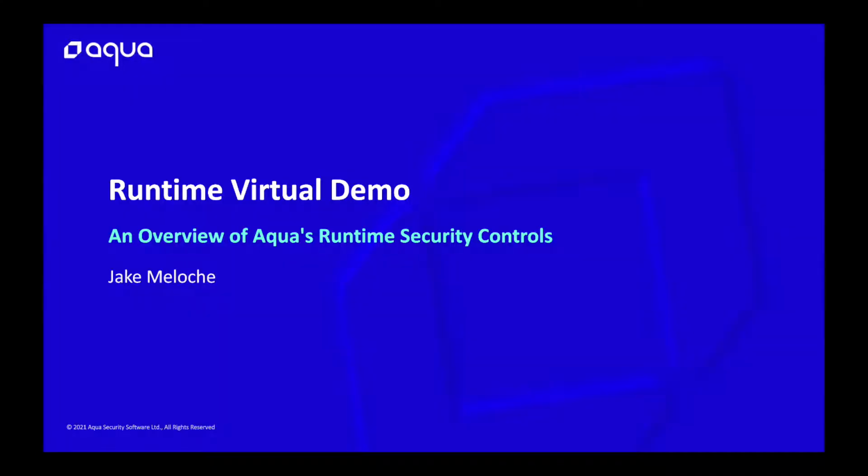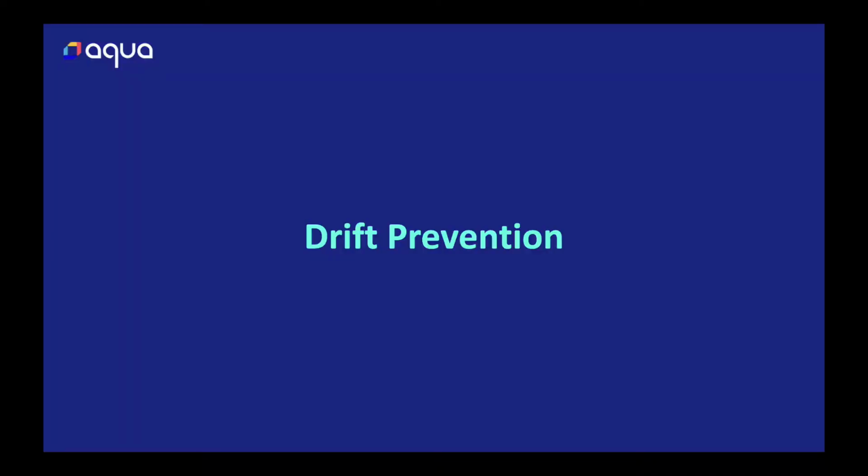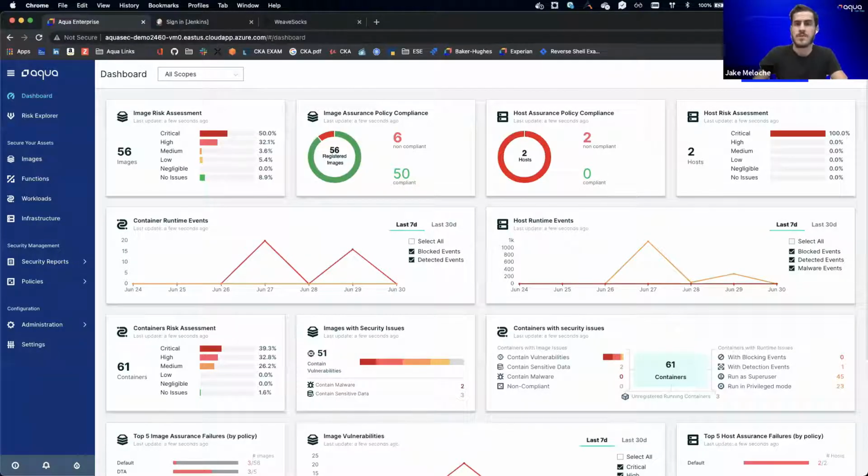Hi, my name is Jake from Aqua Security, and today I'm going to be showing you how Aqua stops attacks at runtime with our workload security controls. Which brings us to drift prevention, the first layer in our approach to workload security.